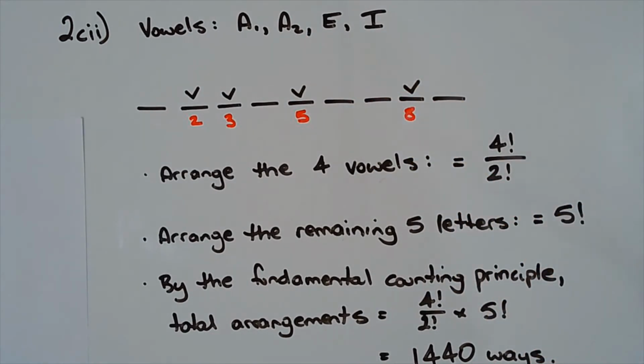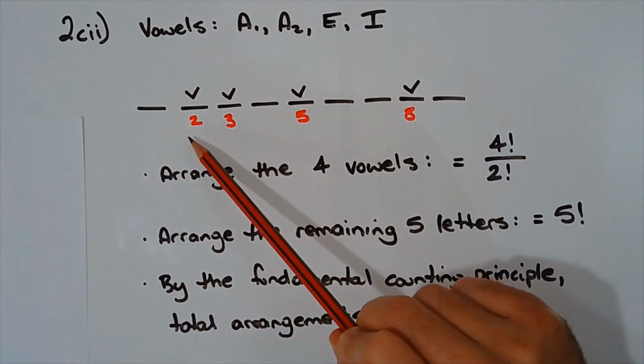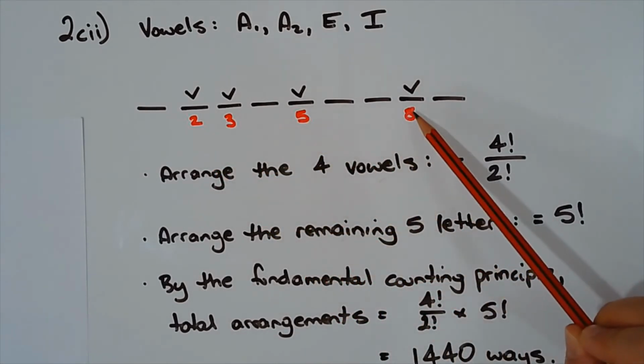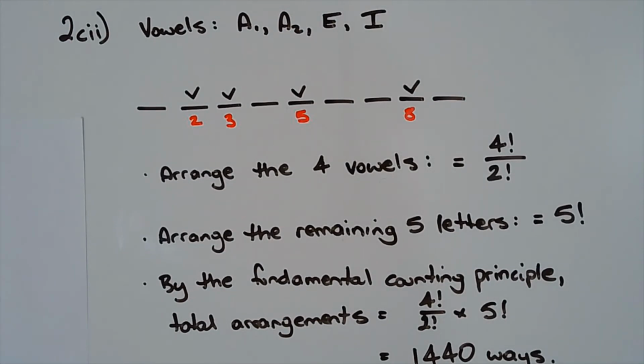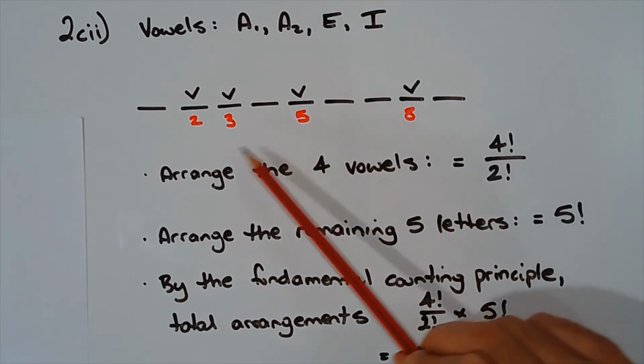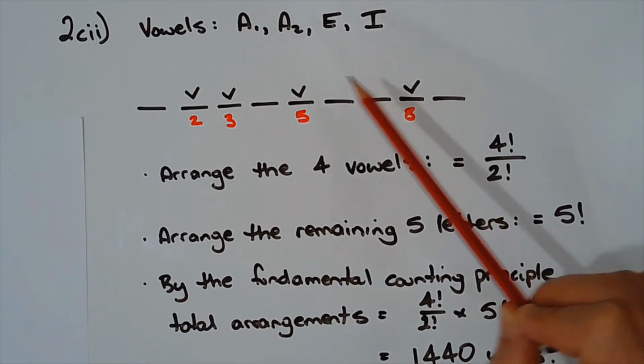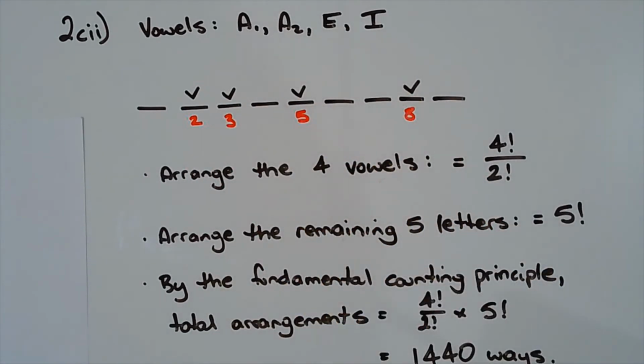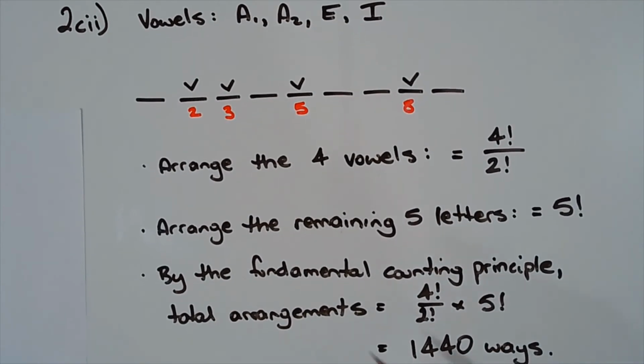Now there is a restriction, and the restriction here is that the 4 vowels need to be placed in positions 2, 3, 5 and 8. So we'll need to work out the number of ways that these 4 vowels can be arranged in these 4 positions, taking into account this repetition of the letter A. Then we'll work out the number of ways we can arrange the 5 letters around these 4 vowels. And then finally we'll apply the fundamental counting principle to work out the total number of arrangements possible.